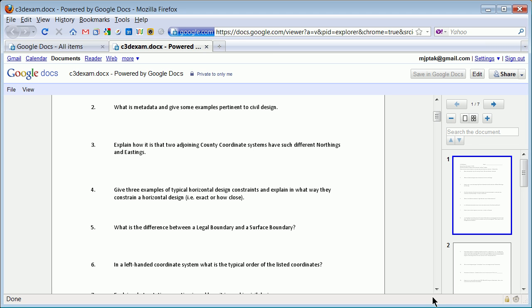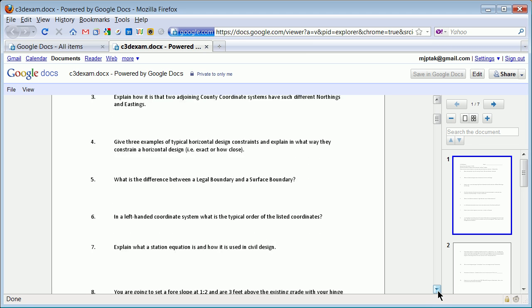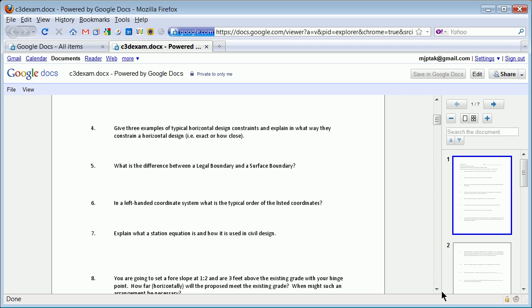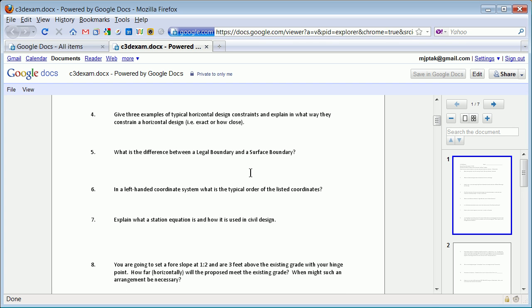A legal boundary is actually a description of land. A surface boundary is a line in a Civil3d drawing which defines the edge of some data that you've defined.